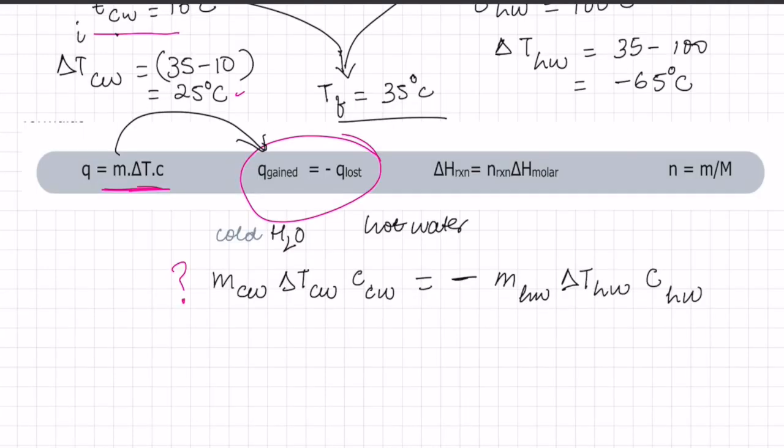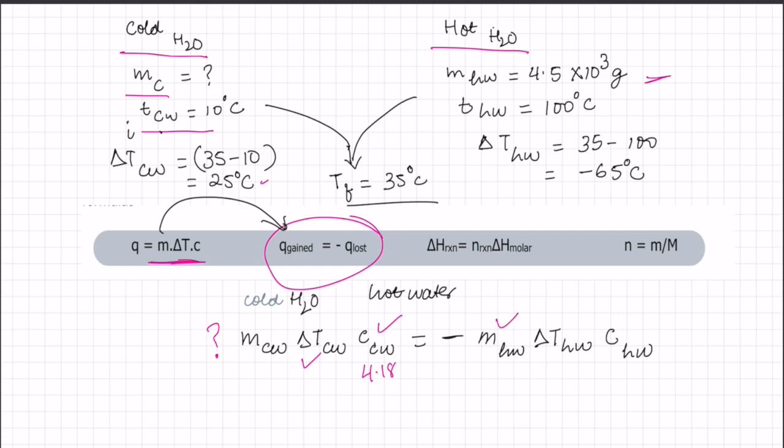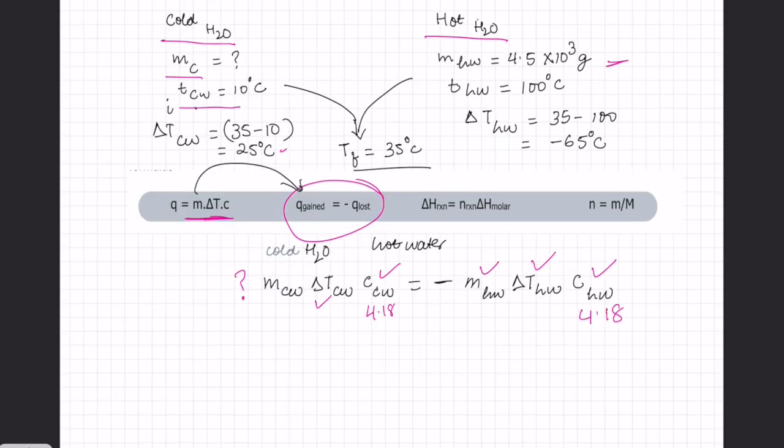So then let's look at what is given and what is the unknown. The mass of cold water is the unknown. Do I know the change in temperature for cold water? Yes. The specific heat capacity of water would be the same, 4.18. So yes, I know that. Do I know the mass of hot water? Yes, 4.5 times 10 to the 3. The change in temperature for hot water I know, and the specific heat capacity is going to be the same. Hopefully you see that if you have the same specific heat capacity on both sides, you can pretty much ignore that. Now, the unknown is the mass of cold water.